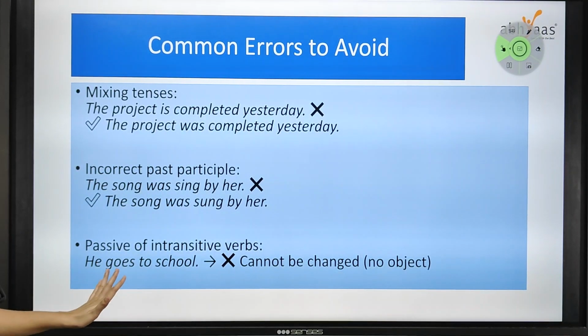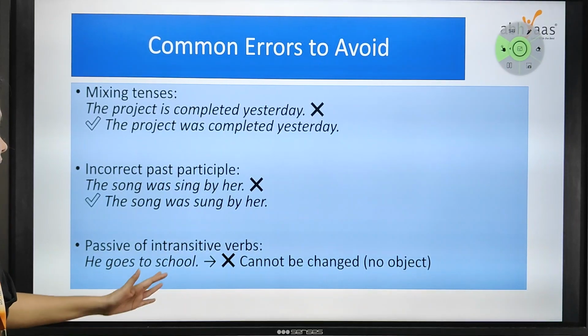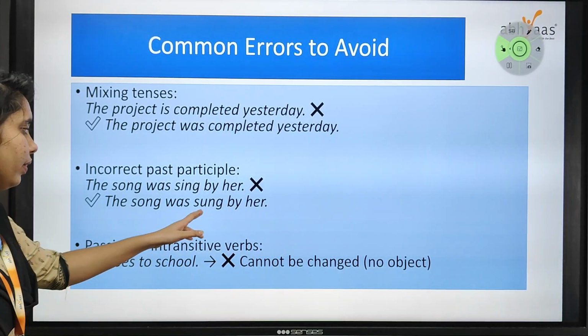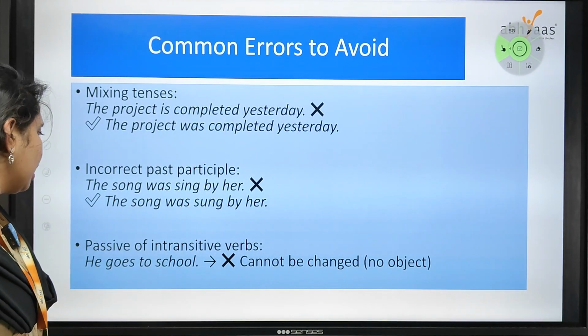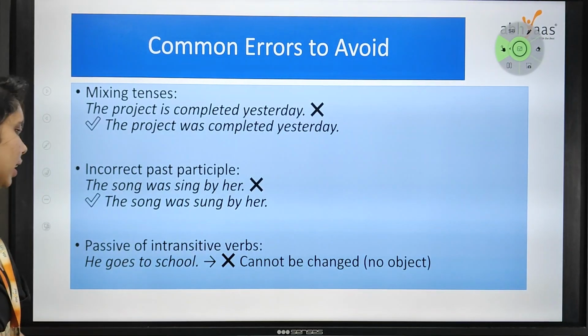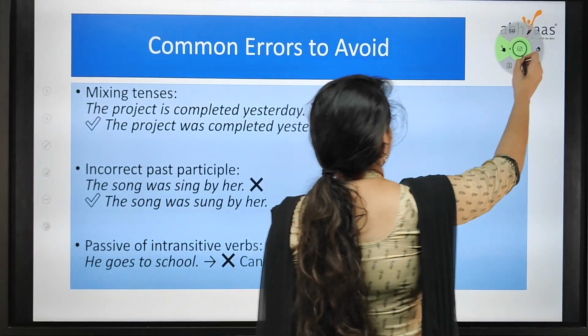Next, incorrect past participle. The song was sing by her. No, the song was sung. V3, concentrate on that. Next, passive of intransitive verb. What is this intransitive verb?